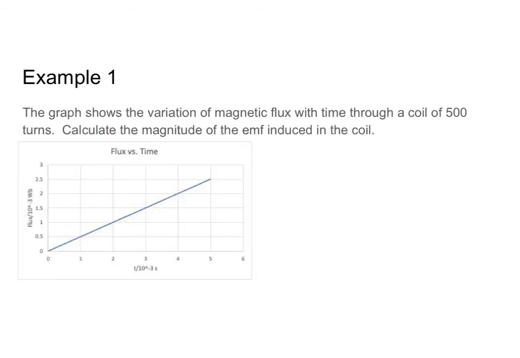So with all of that, let's go ahead and move into our first example. The graph here shows a variation of magnetic flux with time through a coil of 500 turns. What we want to do is calculate the magnitude of the EMF induced in the coil. So we know that EMF is equal to negative N d phi by dt.